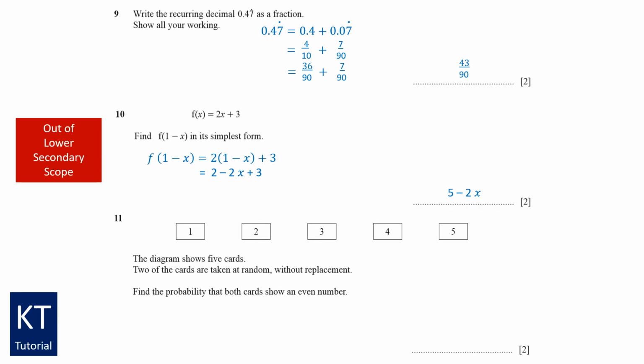Question 11. The diagram shows 5 cards. 2 of the cards are taken at random without replacement. Find the probability that both cards show an even number. In such an event, we start off with 5 cards. At this point, the probability of getting an even number is 2 over 5. Having picked the first card being an even number, we're left with 4 cards. From here, the probability of getting an even number has now become 1 over 4. Therefore, the probability of both cards showing an even number is the product of 2 over 5 and 1 over 4, which equates to 1 over 10.